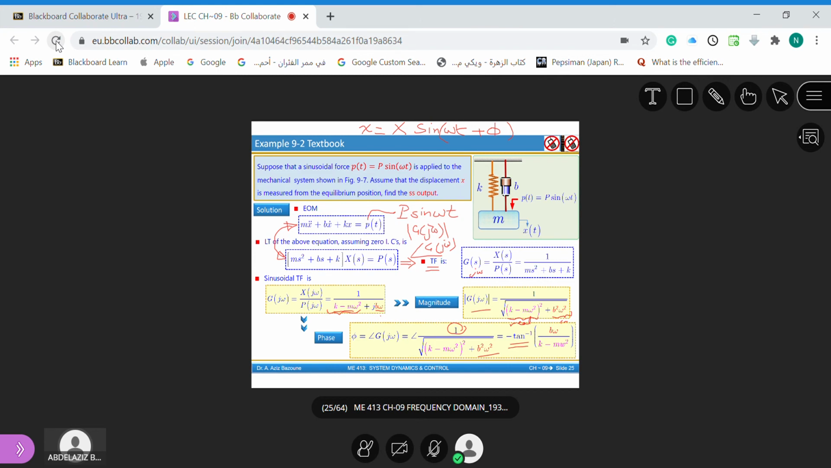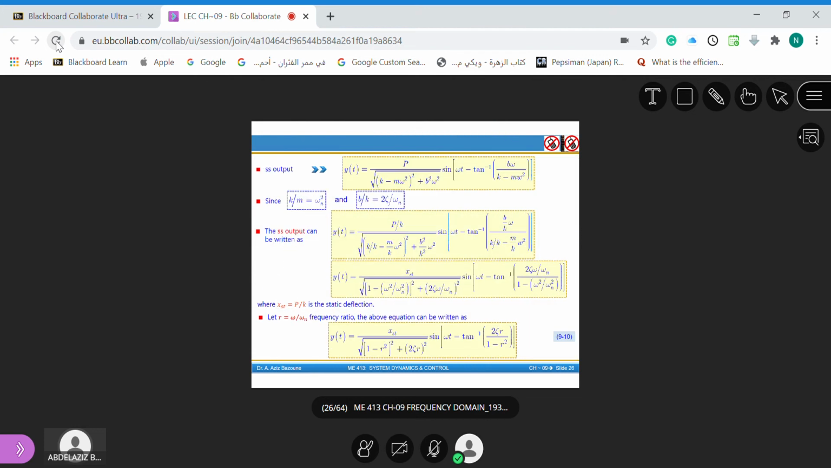So once we know the magnitude and we have the phase angle, we can write our output response. That will be something like this. So this is the magnitude times the input, the magnitude of the input. So the total here will be capital X. And this will be your angle, minus phi. This will be phi.